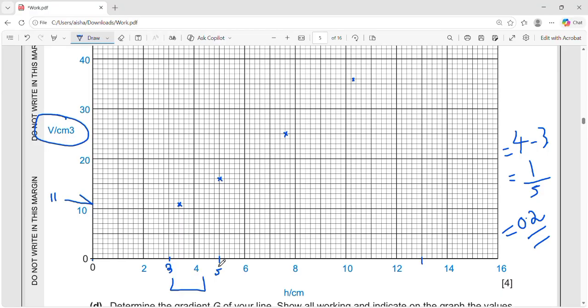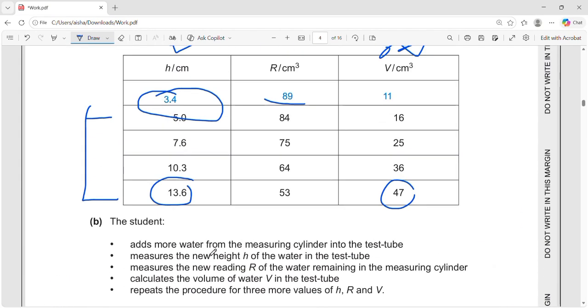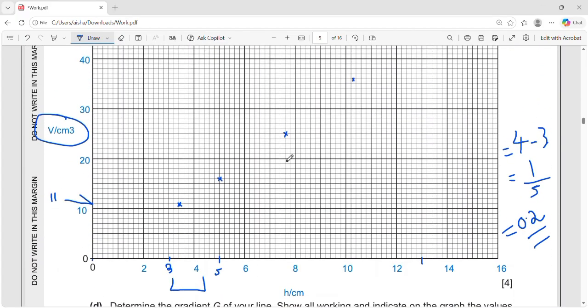Then we have the 7.6 and 25. So 25 will be here, this is 21, 22, 23, 24, 25, and then 7.6 is over here because this is 7, right? And then 7.2, 7.4, 7.6. Then we have 10.3 and 36.